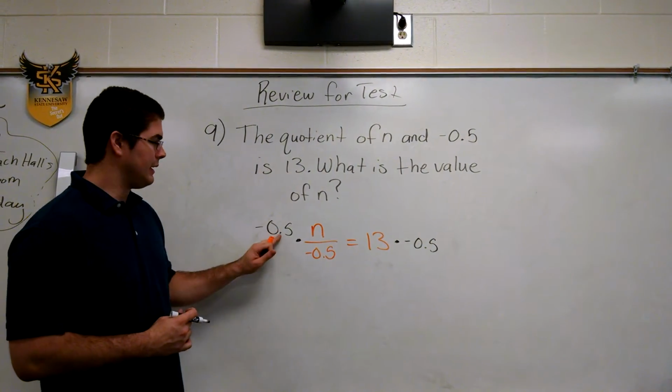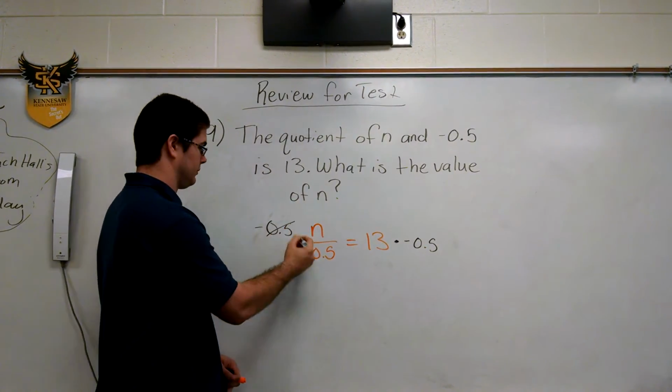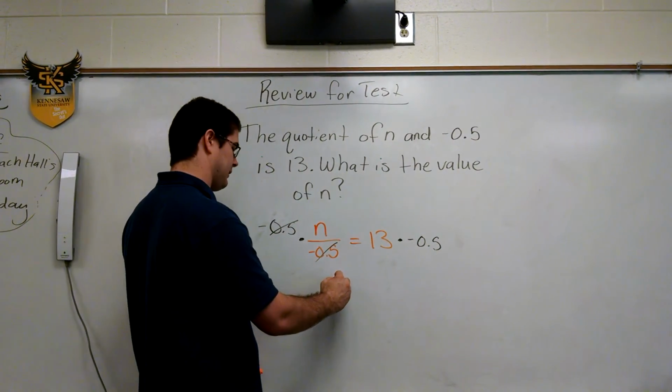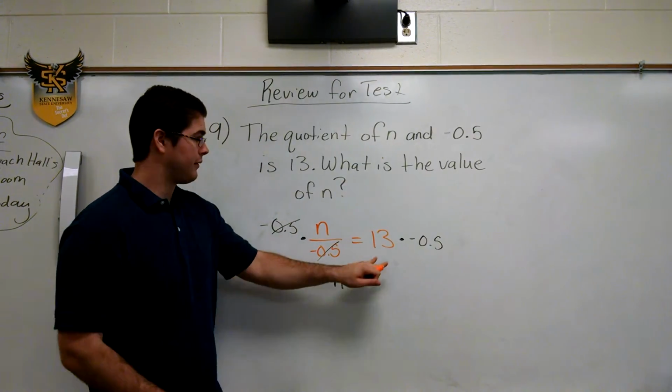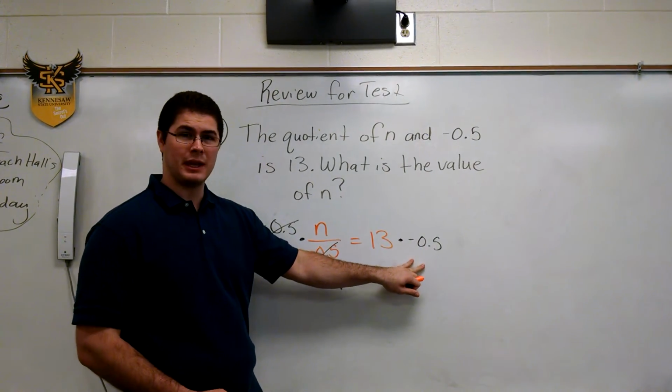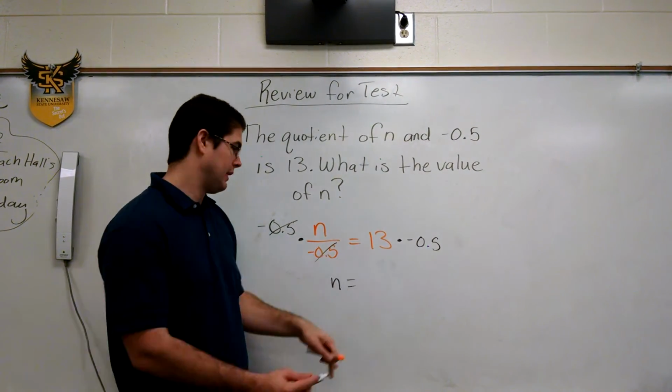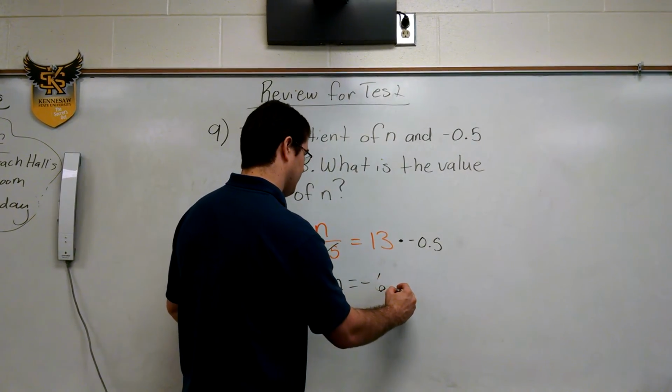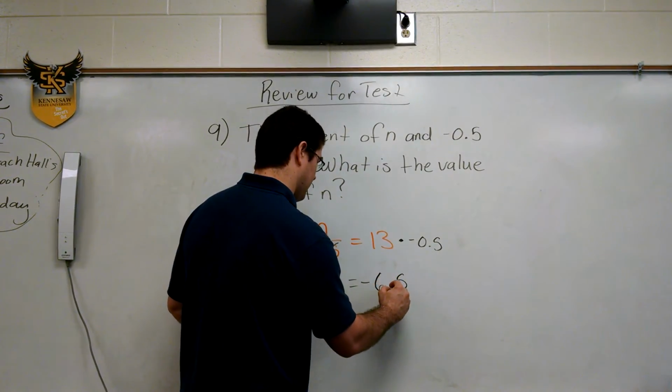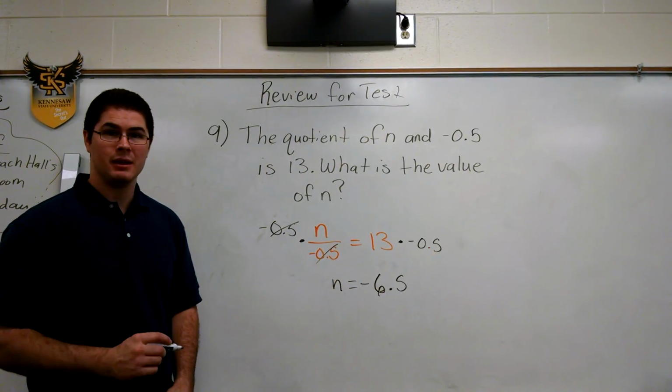All right, these cancel, which just leaves us with n on the left side. And then 13 times negative 0.5, you can use a calculator, or you can multiply it out, but that should give you negative 6.5. Which, if I'm not mistaken, is B on the review.